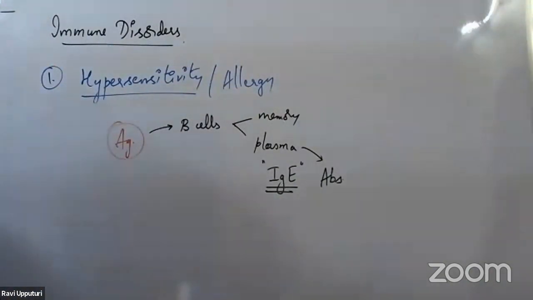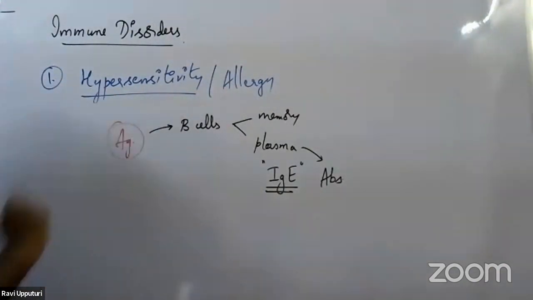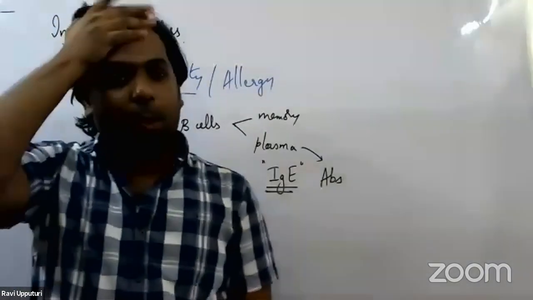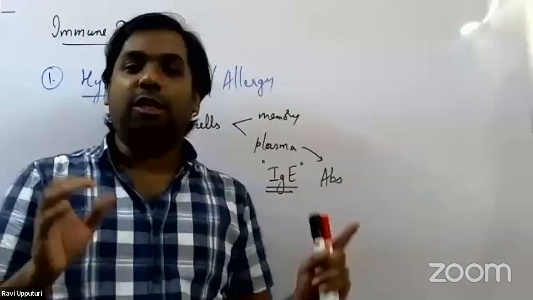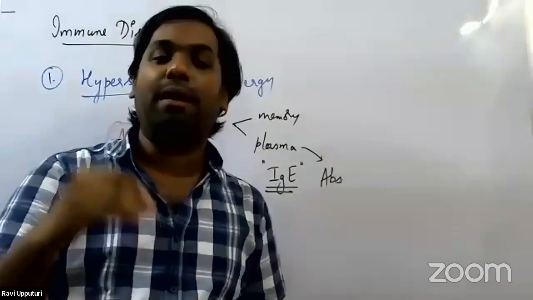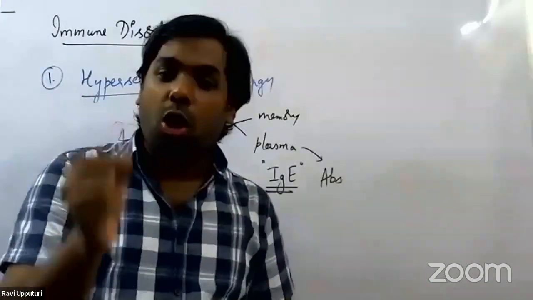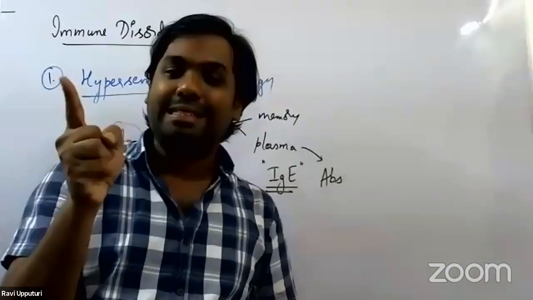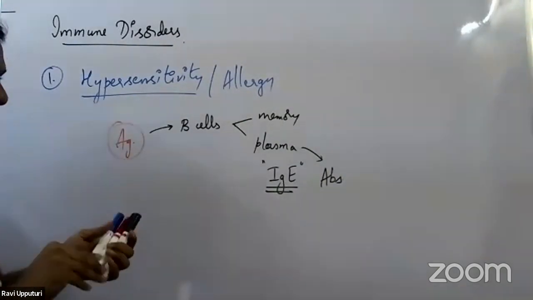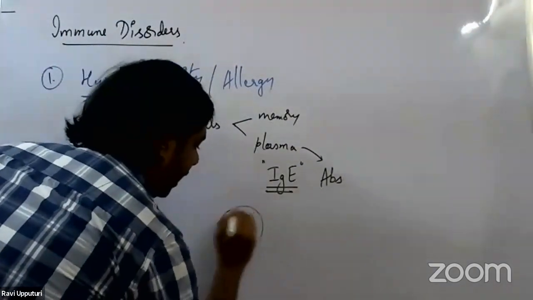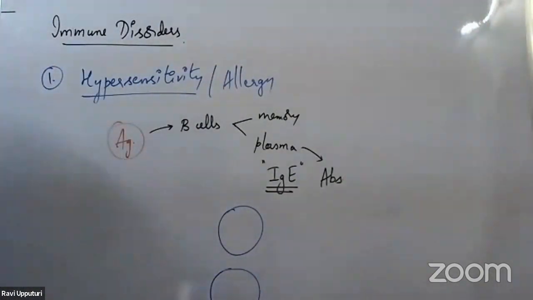Now, what does this IgE do? IgE does not go and directly target the antigen. If you could recollect when we were talking about the classes of antibodies and the function of IgE, I told you that IgE are usually seen as membrane-bound antibodies on two types of cells: the mast cells and the basophils. As and when IgE antibody is synthesized, those IgE antibodies will go and get deposited on two types of cells.